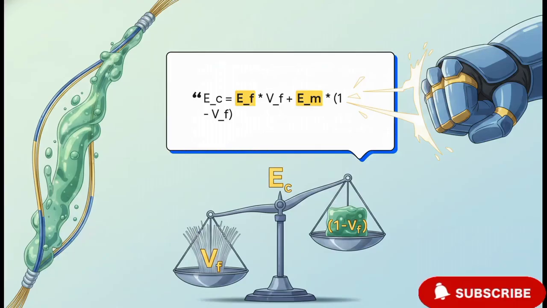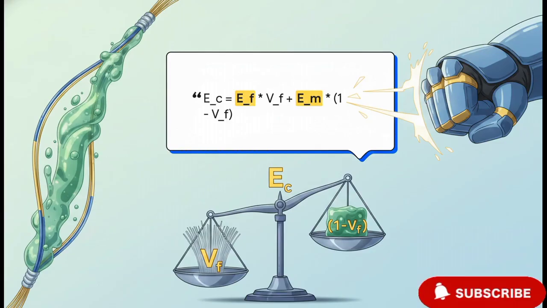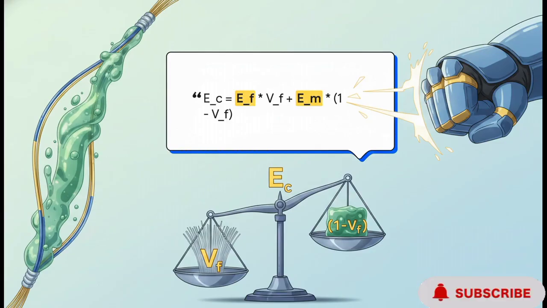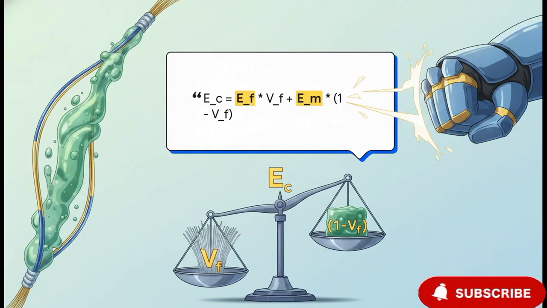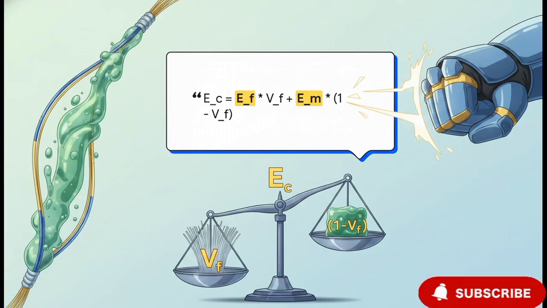And here is that rule of mixtures in action. This equation helps us predict exactly how stiff the final composite material will be. It's a formula that simply combines the stiffness of the fiber and the matrix scaled by their volume fractions. Actually, it's really just a weighted average. If you know exactly how much fiber you're putting into the mix, you can perfectly predict the strength of the final product before you even make it.